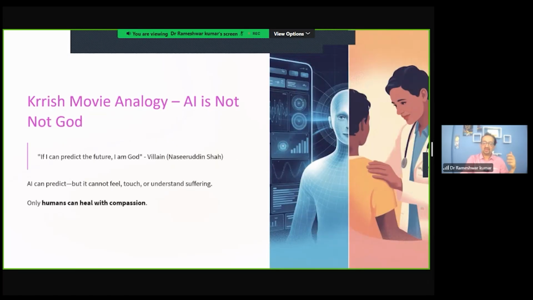I used to wonder what will happen when EHR is really integrated. Every clinician's treatment is integrated into the EHR, and this EHR is integrated to artificial intelligence or some server which is being trained. It will have a lot of data, and really, data is knowledge, and knowledge is strength. I remember a dialogue from a movie, in which Naseeruddin Shah says, if I can predict the future, I am God.